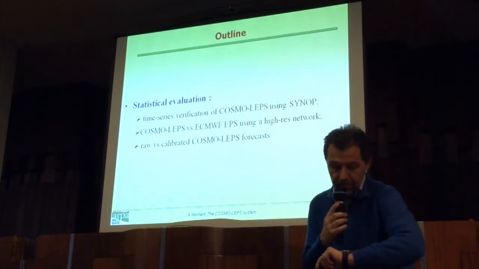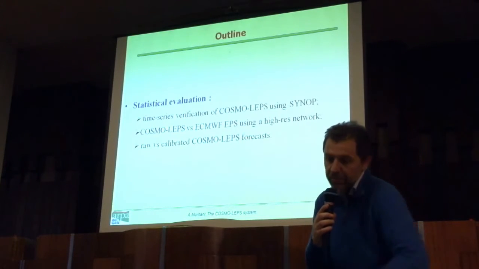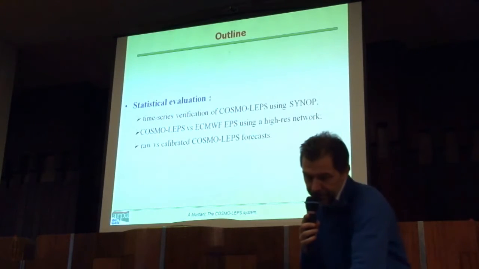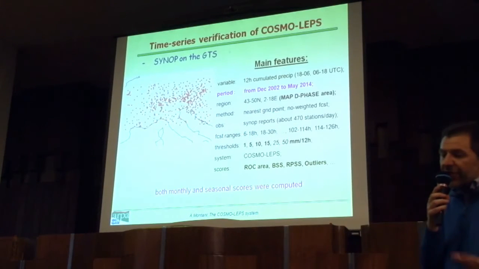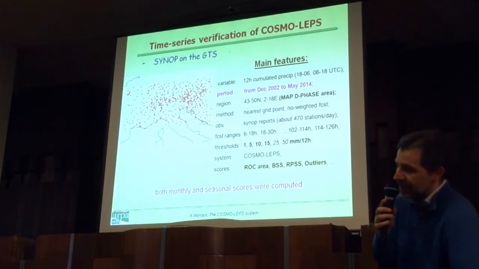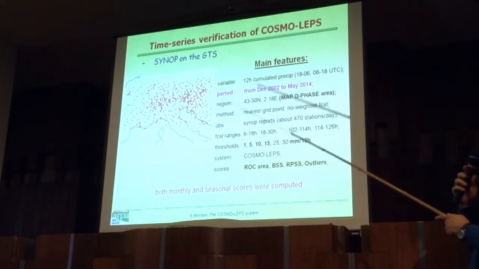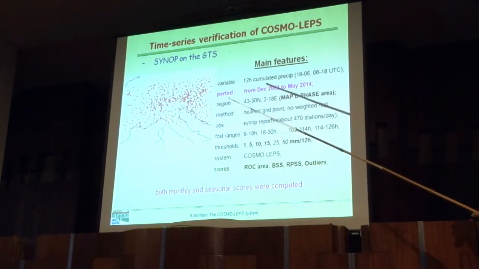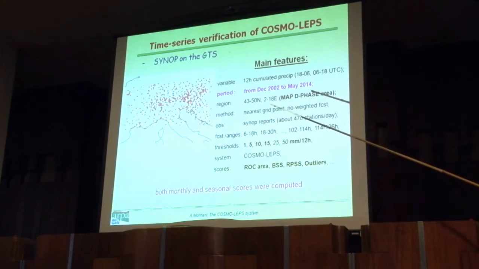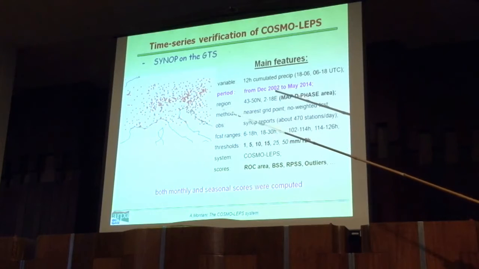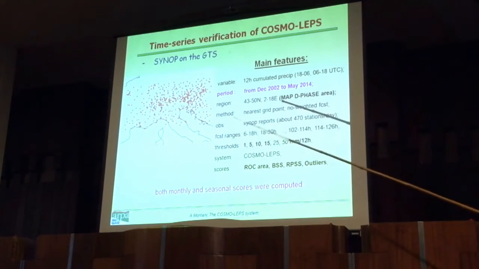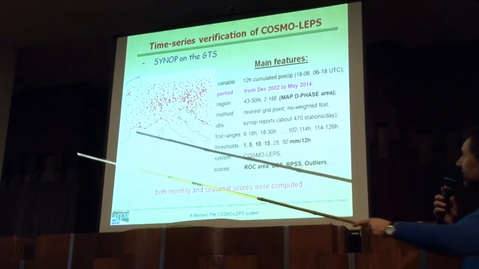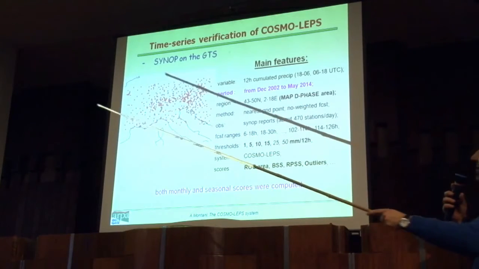So now we can have a look at how you can evaluate statistically this system. We look at the verification against the SYNOP on the GTS. We can look at 12-hour accumulated precipitation. We made the verification of a long period. We try to update this every 6 months. So this is verification from December 2002 up to May 2014. We made verification of this alpine domain and also of the full domain. So these are about 470 stations.